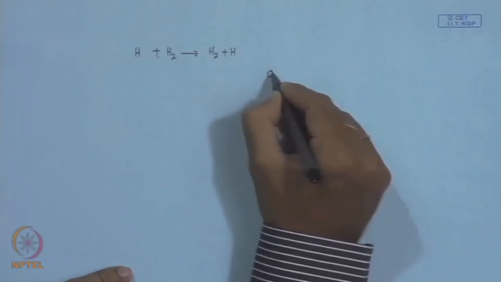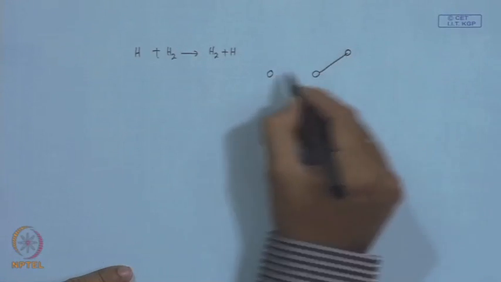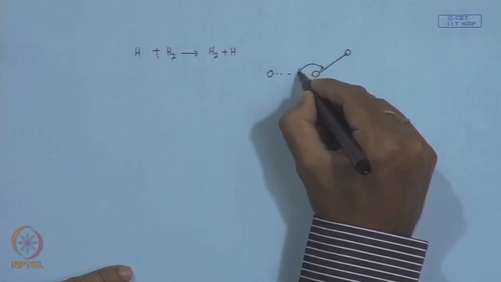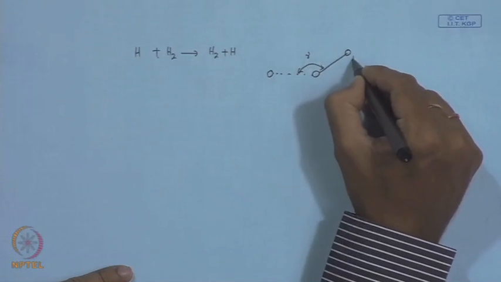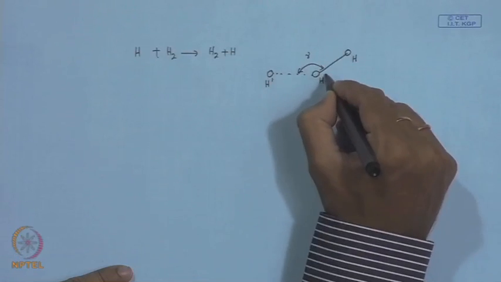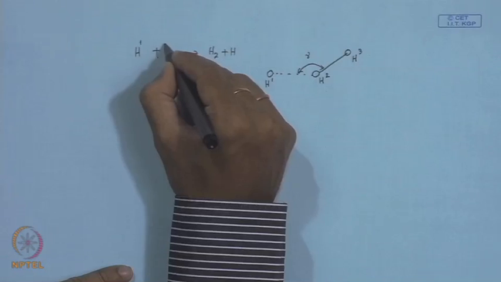Say this is your hydrogen, and this is your dihydrogen. This is gamma. So this is H, another H, H1, H2, H3, this is 1, this is 2, 3.